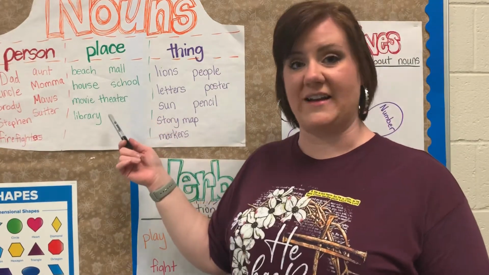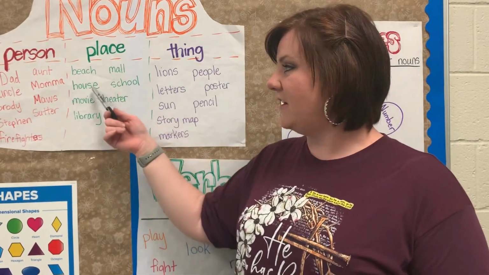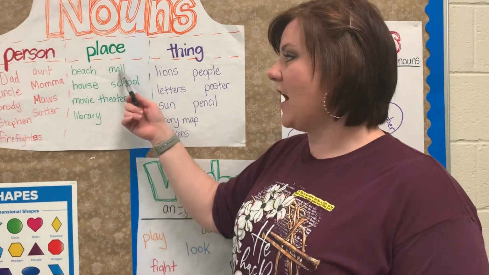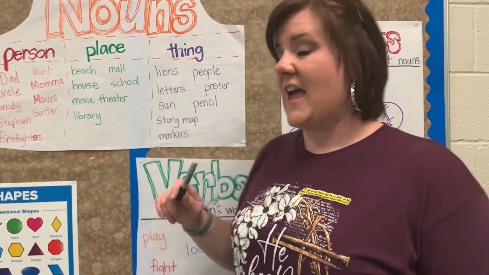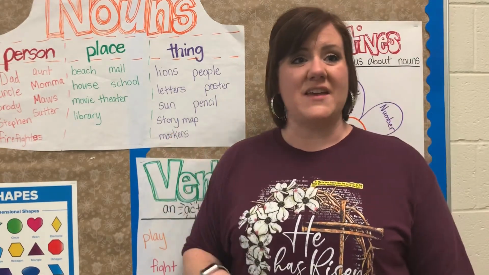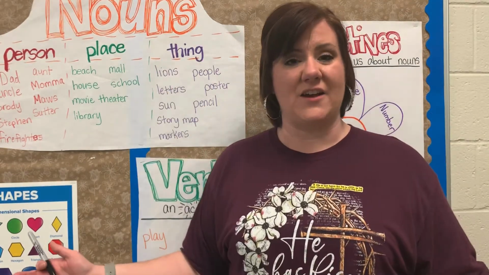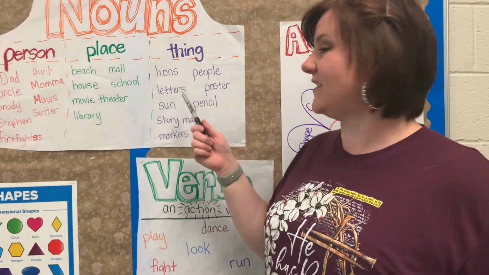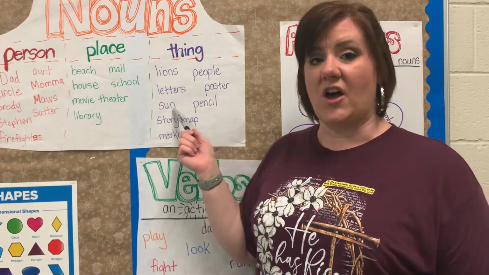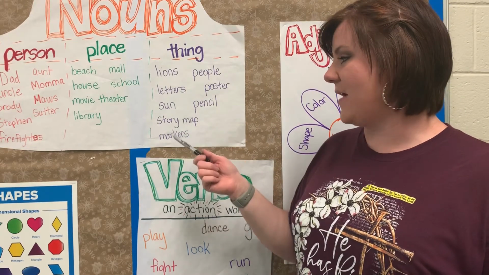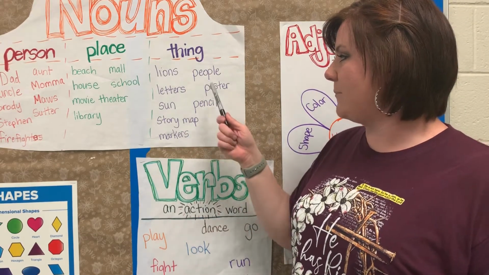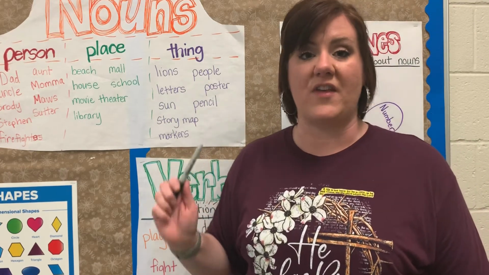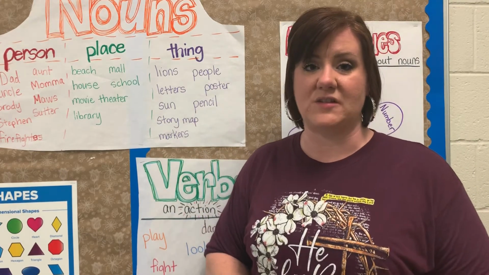Places you and I named: the beach, a house, a movie theater, a library, a mall, and a school. And then things, we know that things can be pretty much anything around, and so we named just a few. We named lions, letters, sun, story map, markers, people, poster, and pencils. But we know that there's a lot more things that we could also have as nouns too.